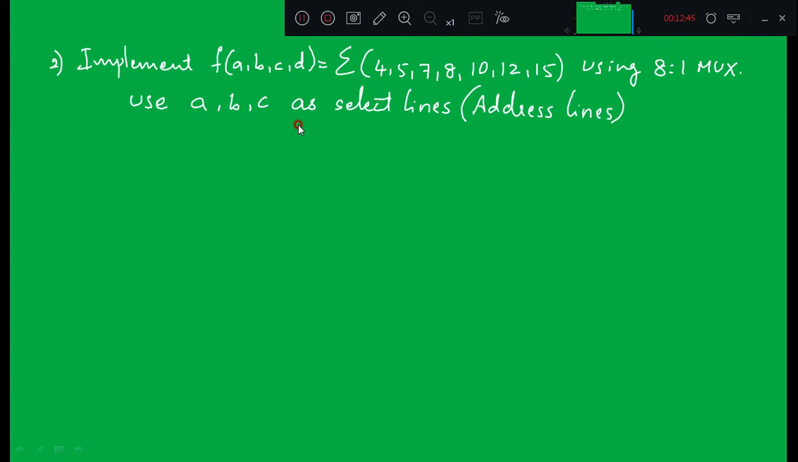Sometimes in the multiplexer, select lines are also called address lines. So select lines as well as address lines are one and the same, right? Now in the last example I explained it with a truth table, right? So now I'll explain it with a K-map, the second method. If you want, you can use a truth table, but I feel it is very lengthy, writing a truth table with all 16 combinations and comparing, right?